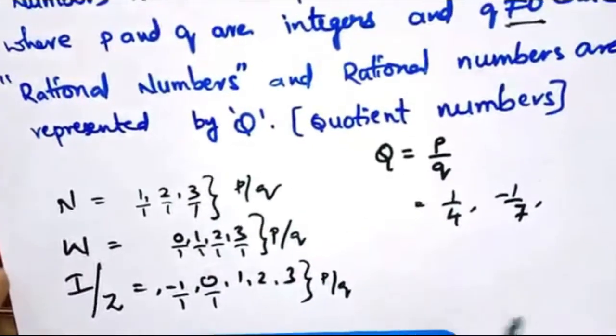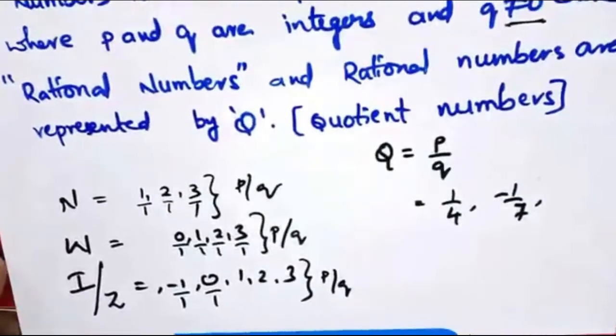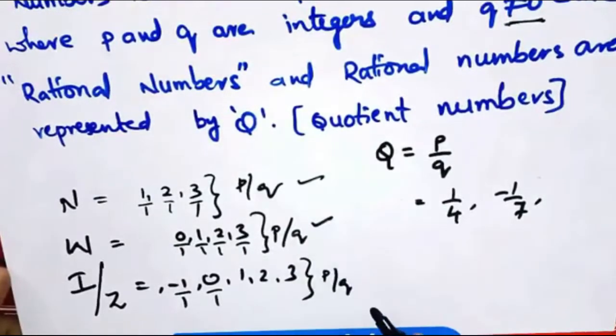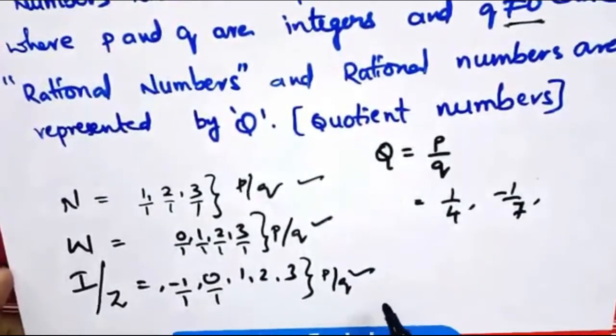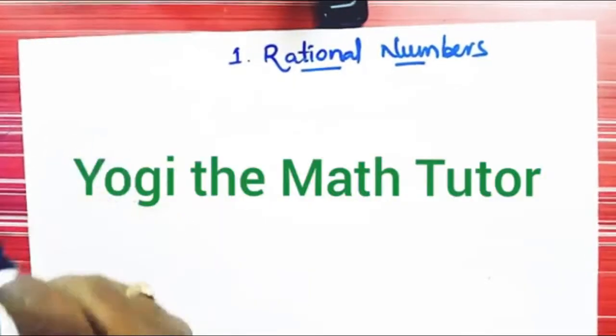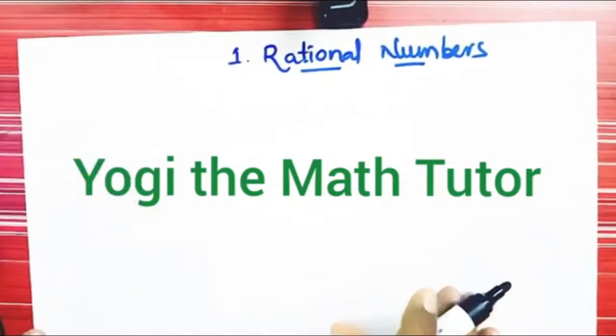So from these examples we can conclude that all natural numbers, all whole numbers and all integers are also rational numbers. Why? Because they all are in the form of p by q. Now from this we can go with a better understanding of our rational numbers.